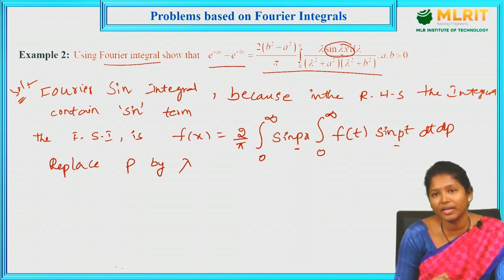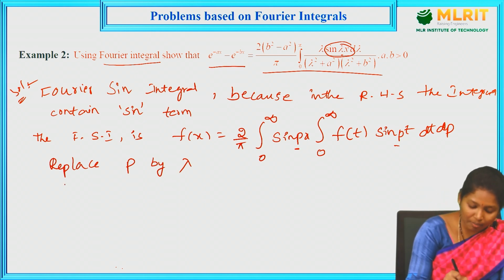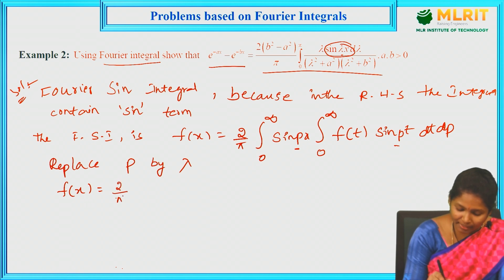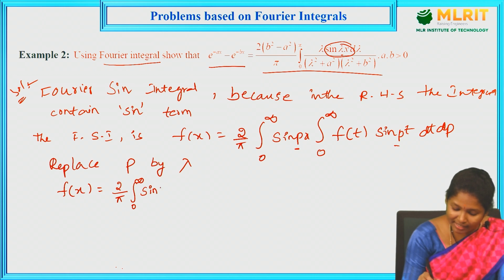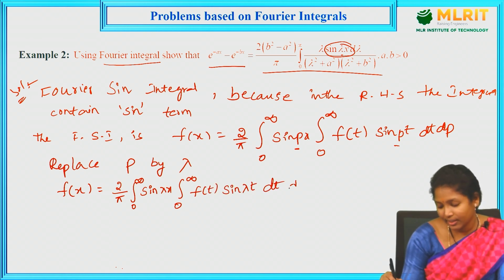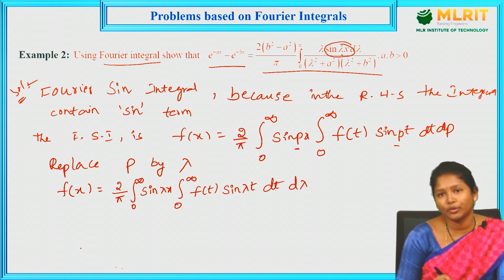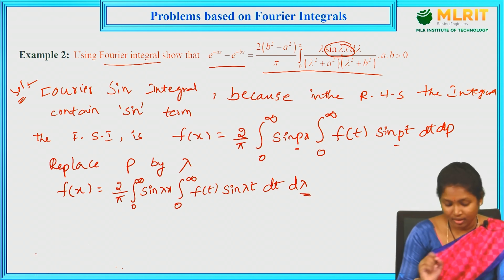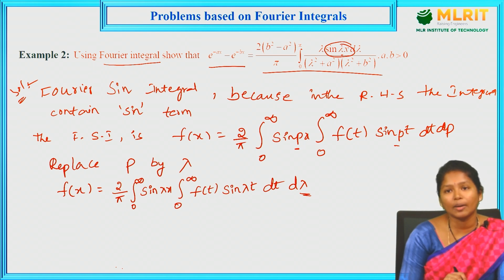In the place of p I am substituting lambda. So the formula becomes f of x equal to 2 by pi integral 0 to infinity sine lambda x integral 0 to infinity f of t sine lambda t dt d lambda. So when I substitute lambda in the place of p, I am getting the formula as here. So now I will substitute f of t.